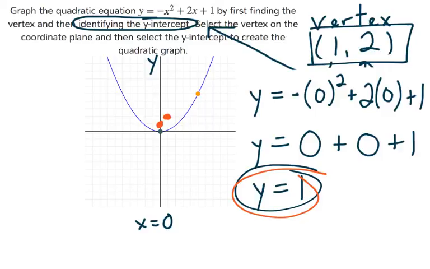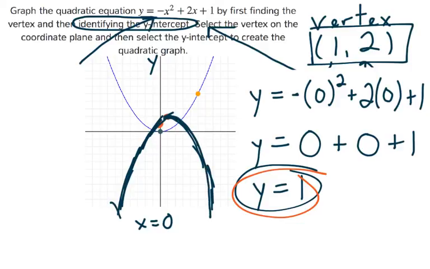Last thing to note here is because this is a negative a, right? It's negative x squared. It's a concave down graph. The concavity is down. So the sketch of the graph would actually be something kind of like this, where my graph is pointing downwards if you do it correctly.